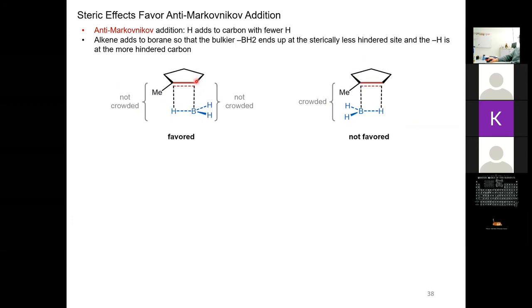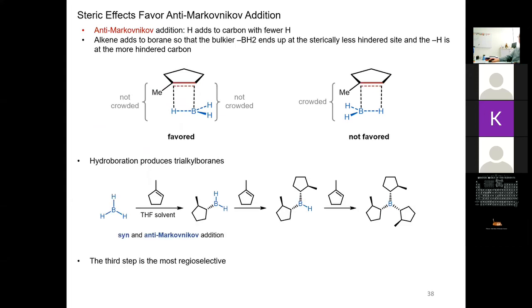Okay, and remember the B will eventually become OH, and so the OH will be here. In the Markovnikov addition, the H will be on the carbon with more H, right? But here, because of this transition state, the H now will be on the side with less H. Okay, that's anti-Markovnikov selectivity.